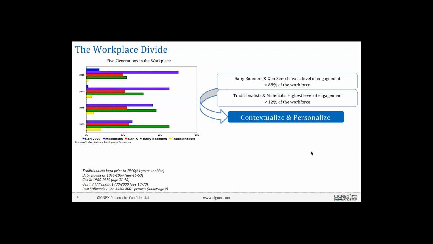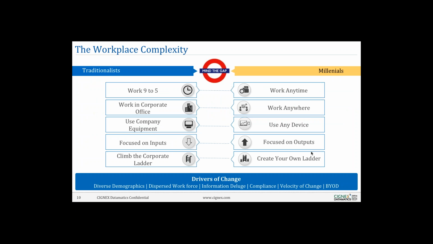So a very interesting statistic that we got was baby boomers and Gen Xers have the lowest level of engagement, and they contribute to about 88% of the workforce, whereas traditionalists and millennials have the highest level of engagement. However, they are only 12% of the workforce. So if you look at these two extremes, the contextualization and personalization of content and the details of how you engage with each of these work groups and age groups is got to be very critical and got to be understood in a very different sense based on the technology that you're using. So this was another input that we took into consideration, and as you all start designing your own internal intranets, you need to look at this too.